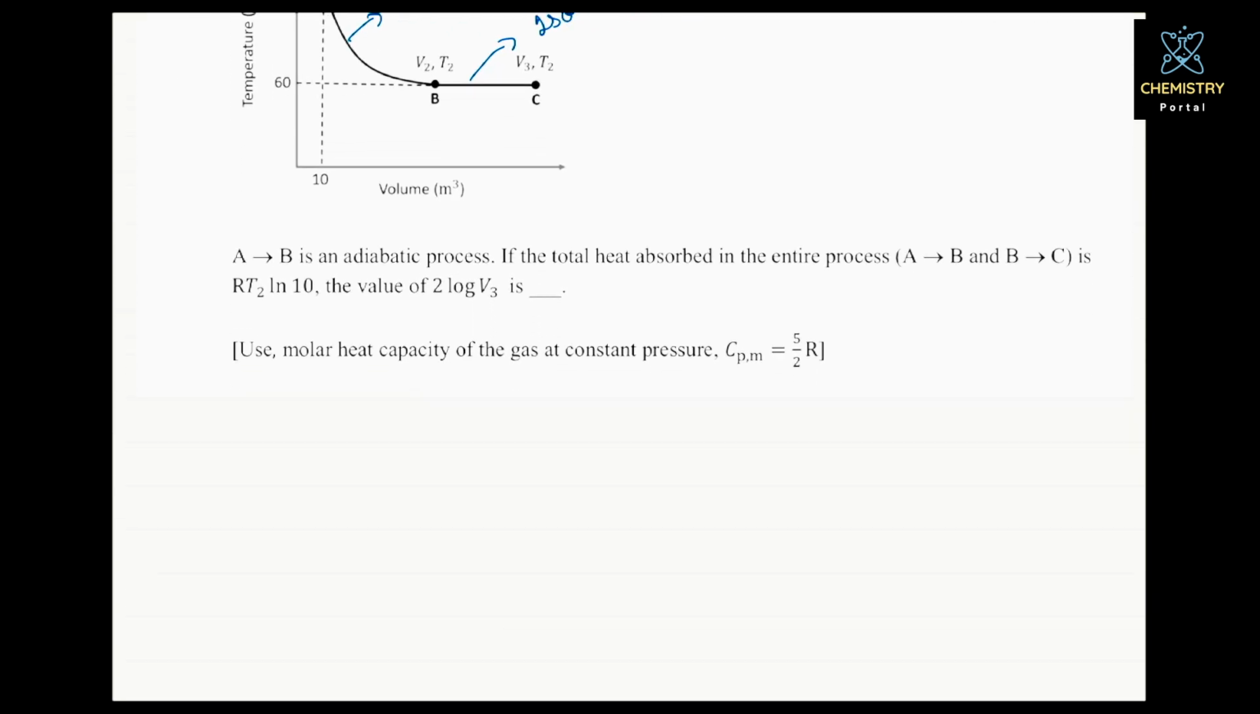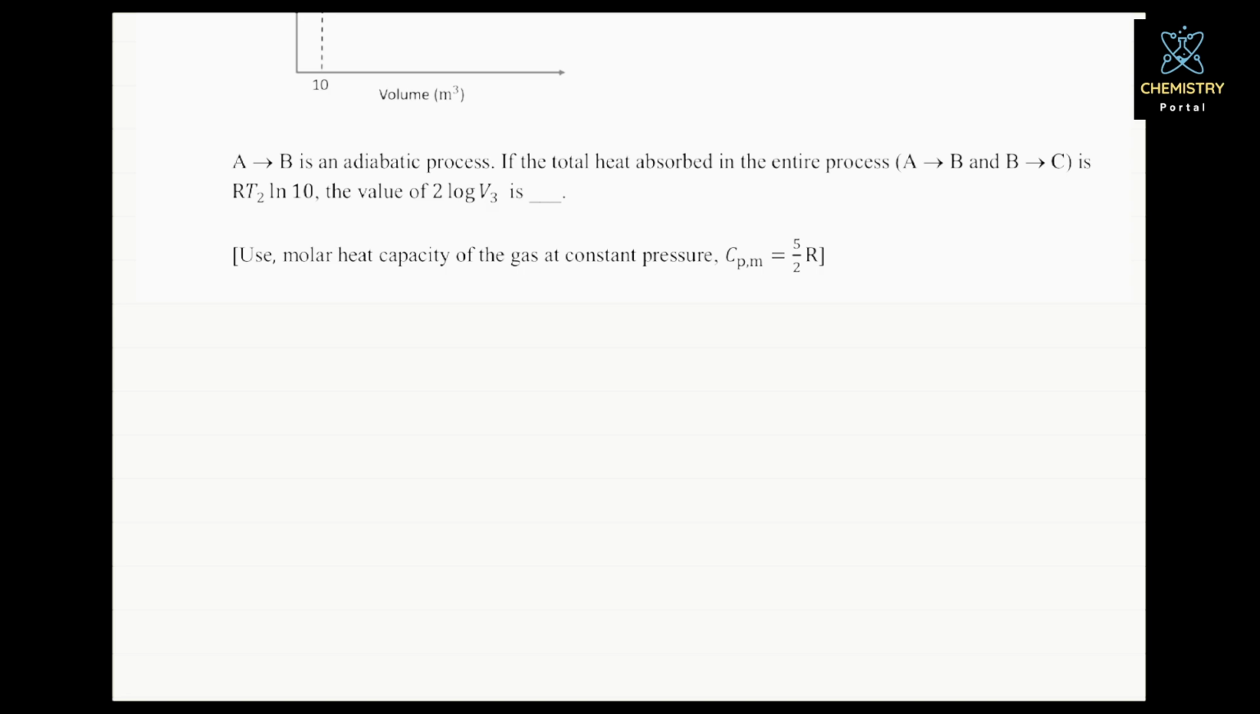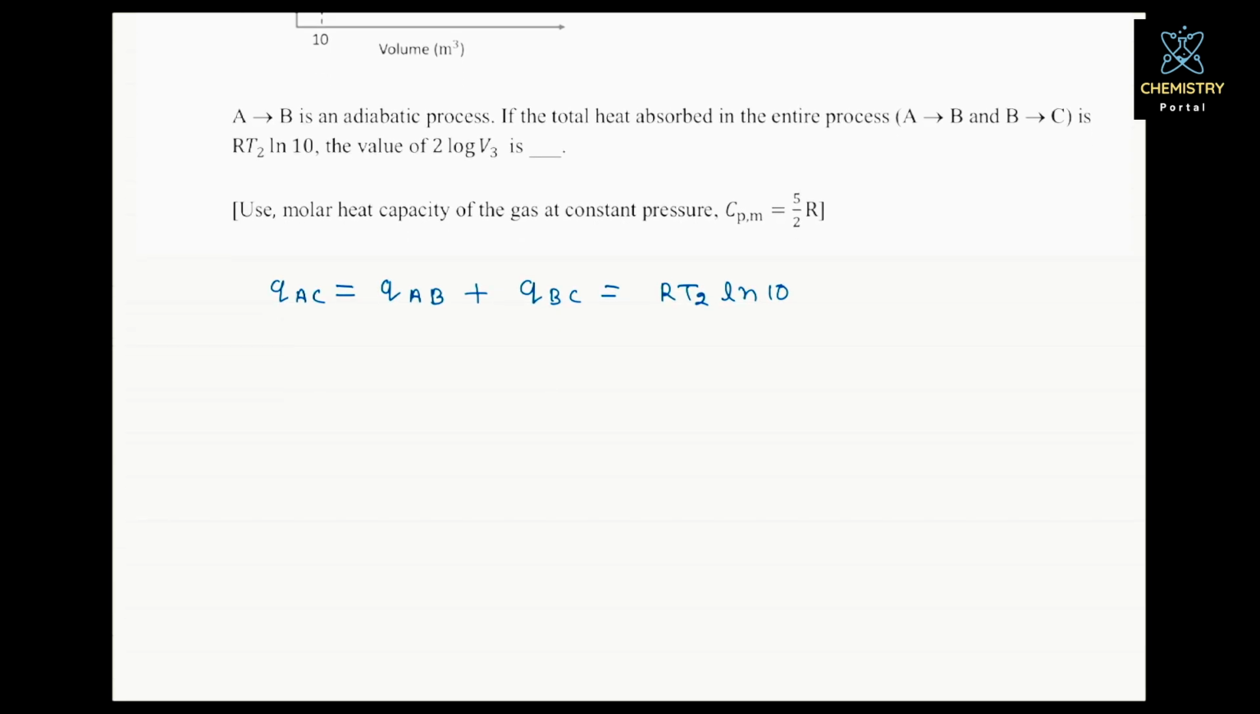So from the first law of thermodynamics, first write the given data. What is given? The given data is QAB plus QBC equal to RT2 ln10, and QAB plus QBC is the total QAC. And we have to find the value of 2 log V3.